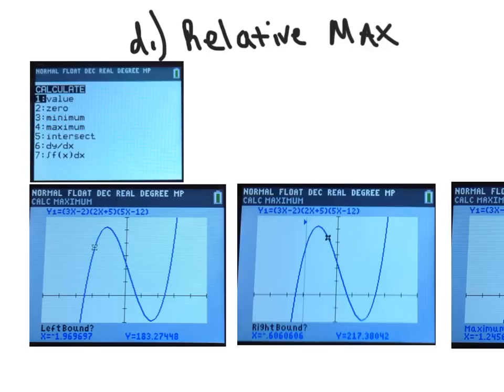The first thing that's going to pop up is the calculator is going to ask you for a left bound. Now remember, your max is right here, so you need to pick something that's slightly to the left of that point. That's why you see my cursor in this vicinity right here. Once you get it in that neighborhood, hit enter.